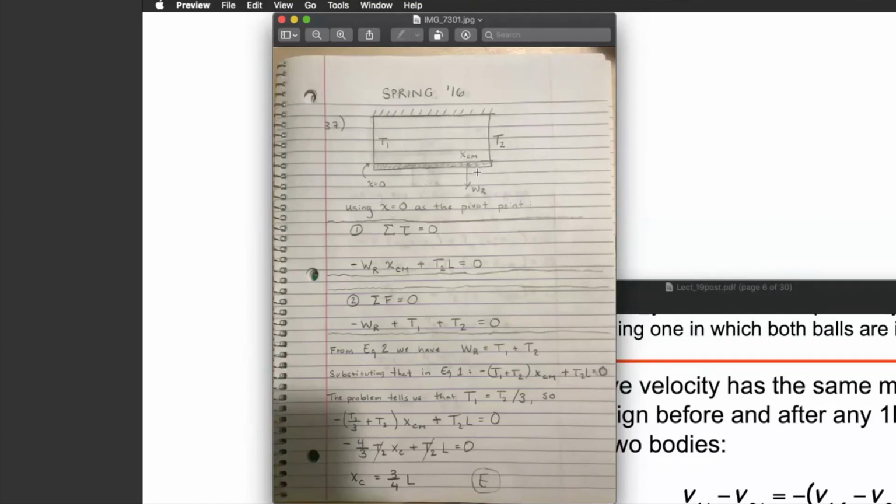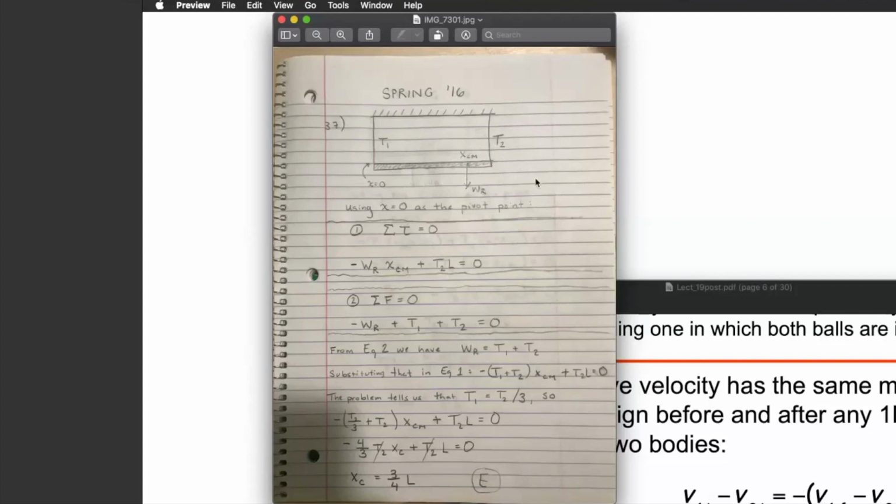And from that, we already know that the center of mass is somewhere on this side of the rod because we're told that T1 is a third of T2. So T2 has more tension, which means that it's having to take up more of the weight. But again, T1 plus T2 equals the total weight.